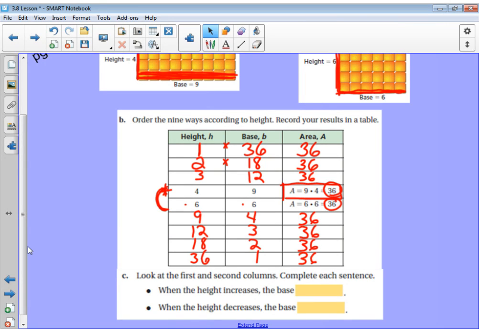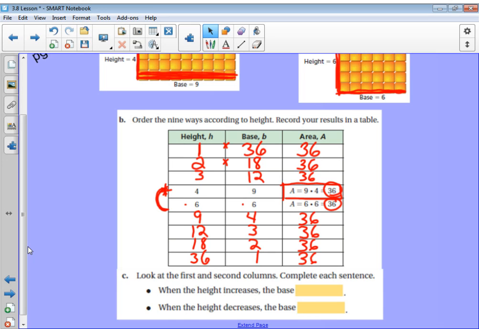Okay, so you'll notice that as we went through these, we worked our height going up from 1 through 36, only using the numbers that were divisible, because we could not use half blocks. So that's why all of our numbers were whole numbers. We used any number that would go into 36 evenly.